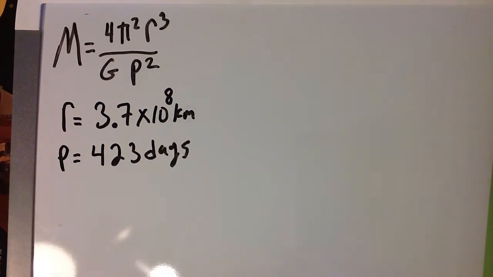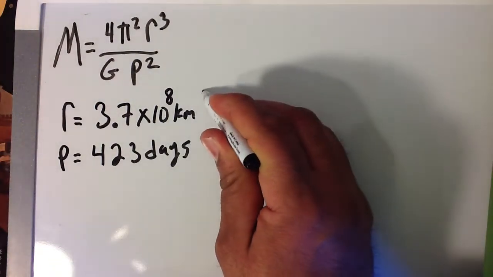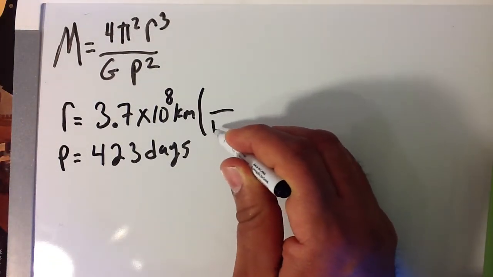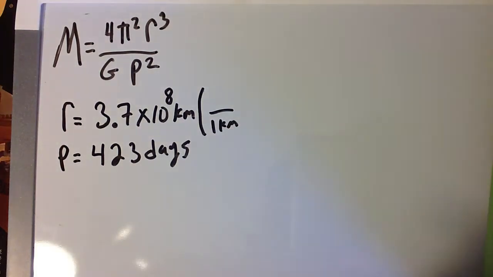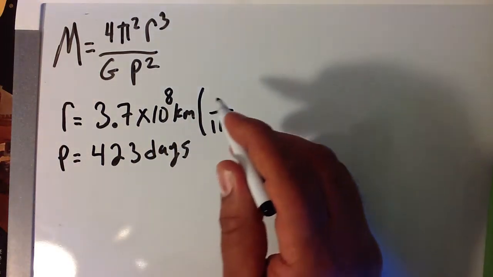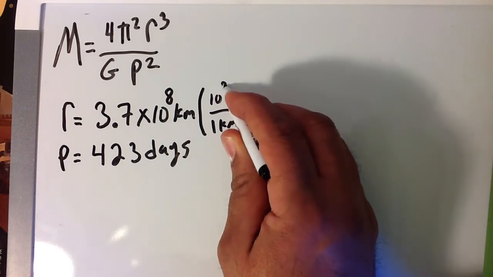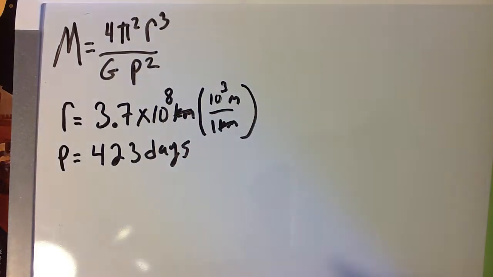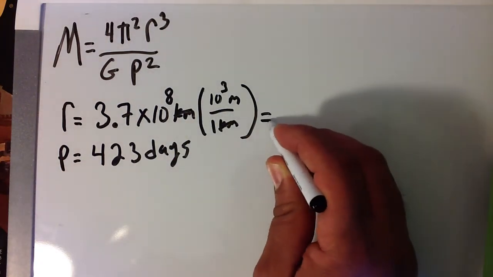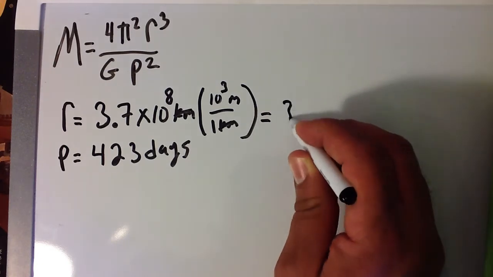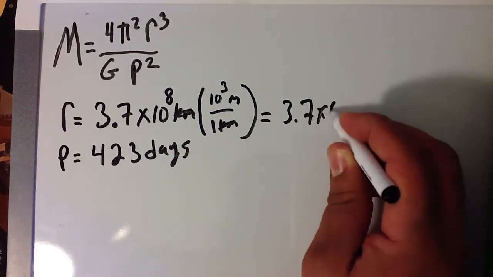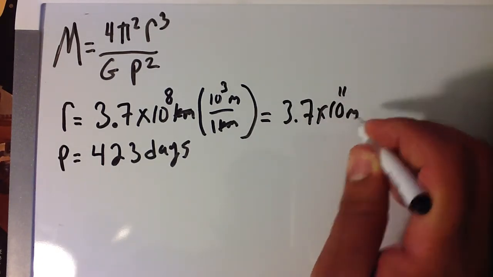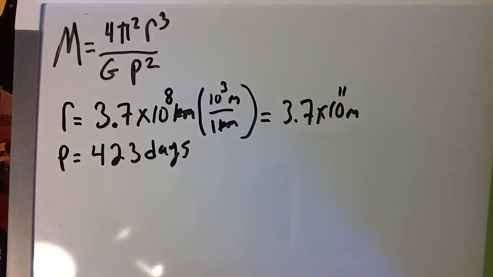Okay, so both of those need to be converted into the proper units. R has to be converted into meters. That's a pretty straightforward conversion. I'll do it right here. So we know that in 1 kilometer, kilometer goes in the denominator, of course, because we have to cancel this kilometer. There is 10 to the third meters. So the kilometers now cancel. 10 to the 8th times 10 to the third, of course, is going to be 10 to the 11th. So this is 3.7 times 10 to the 11th meters. Okay, so we're all taken care of there.